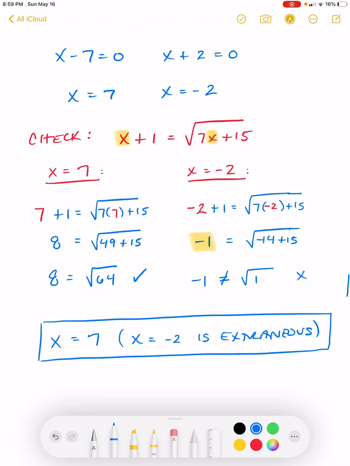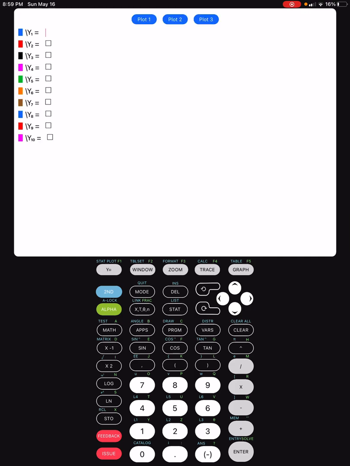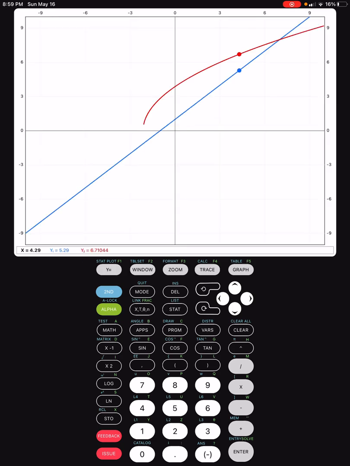All right, so I'm going to box this in, and then if you want to get your calculator, that would be great. Otherwise, you can just go ahead and take a look at this, but I want to show you a picture. So what I'm going to do is I'm going to go into the calculator, and I'm going to type in to y1 the left side of the equation, x plus 1. And then I'm going to type into the right side of the equation, 7x plus 15, and we're going to take a look at the graph.